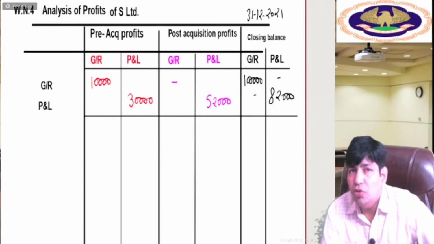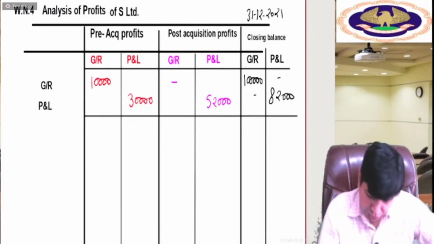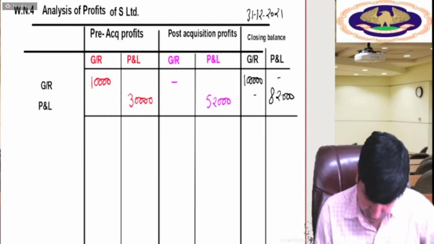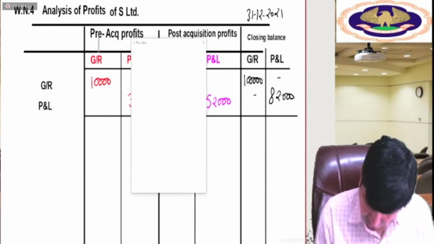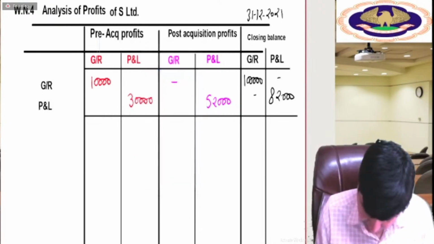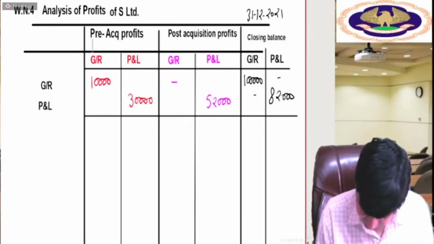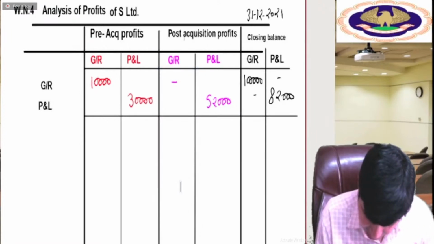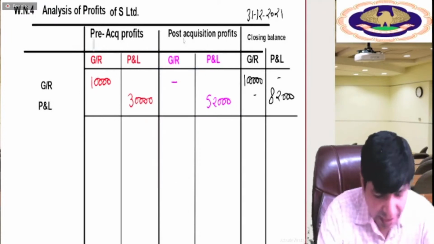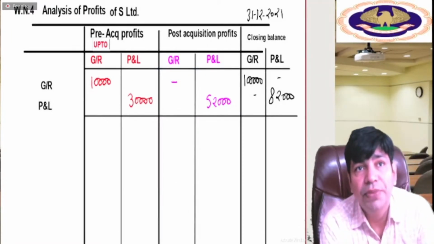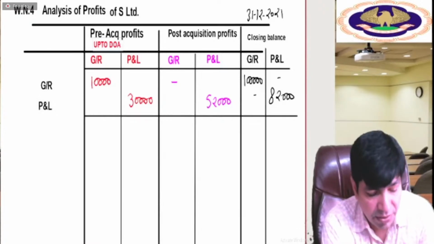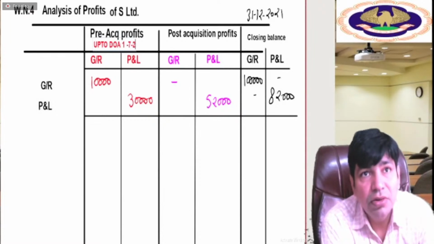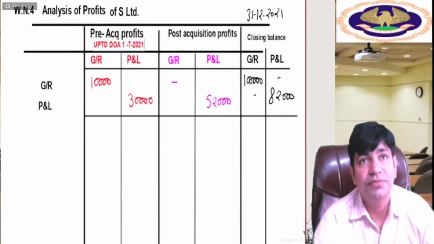But you already know that this is not the post acquisition period profit. Since you know, up to the 1st July, the profit has to be shifted here. Up to the 1st July, the profit has to be shifted here. I am writing here: up to date of acquisition, 1st July 2021. Okay, beta.